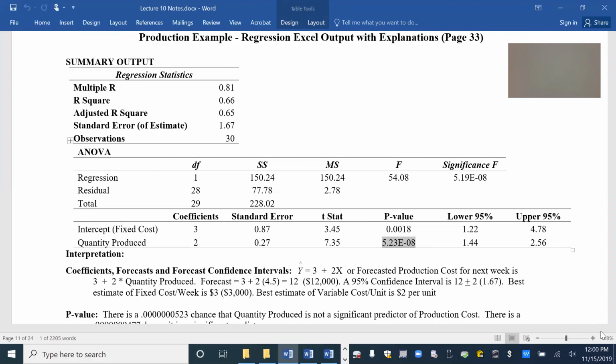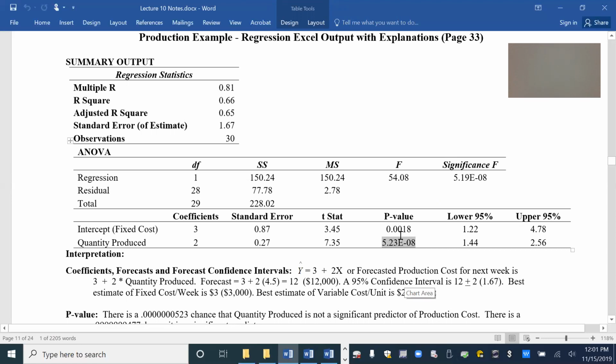5.23 e to the minus 8. Why does Excel do that to you? I don't know. What that means is, scientific notation: move the decimal 8 places to the left. It's 0.0000000, sometimes I lose track, 523. Is that small? That's really, really small. It's even smaller than that 0.0018. So yes, we have proved something with a high degree of certainty.